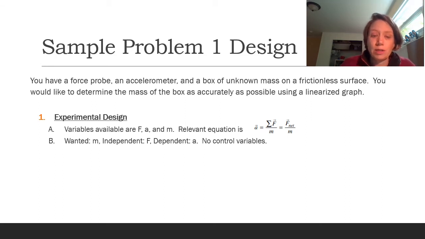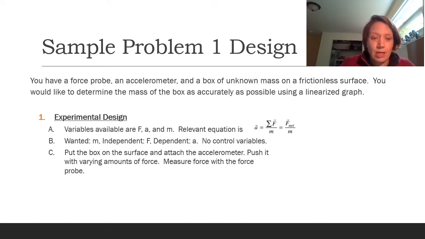That's what it asked me to determine. So that's my wanted variable. Independent is the one that's easiest to tinker with and adjust manually. Accelerometers measure acceleration, but they don't really control acceleration, whereas with force probes, you can push them harder or lighter and kind of control the force. So I would make the force my independent variable, and my dependent variable acceleration. Those are the only three variables in that equation, so I don't need to have any control variables in this scenario.